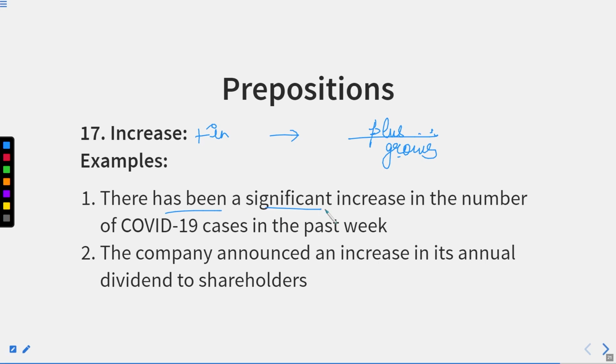Now, there has been a significant increase in the number of COVID 19 cases in the past week. It means in the past week, we can see that COVID 19 cases are growing, or are expanding, or are increasing day by day. The company announced an increase in its annual dividend to shareholders. So, increase means additional or adding. Now, let us move to the next one.